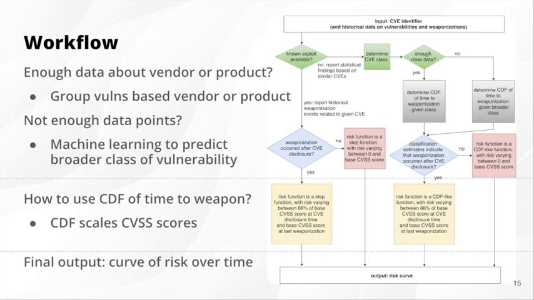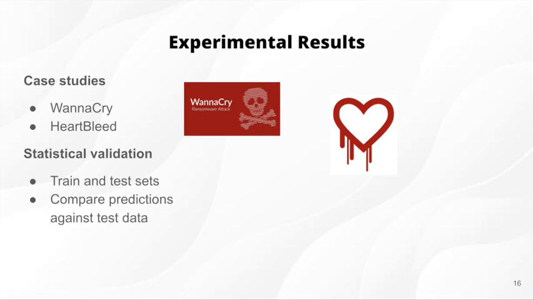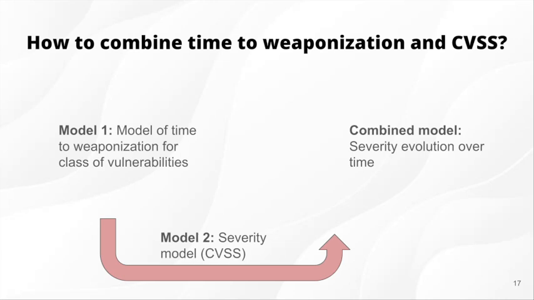So here's the general workflow. Given a new vulnerability, we try to identify whether we have enough information about its vendor, about its product. If we don't have enough data points, we use machine learning to predict a broader class of vulnerabilities. And then once we have the set of vulnerabilities in that class, we can compute CDF, such as those that we have shown in the previous plot, and finally produce curves of how risk evolves over time. We did this, for instance, to Heartbleed and to WannaCry, and we obtain curves such as those that we will show in the upcoming slides.